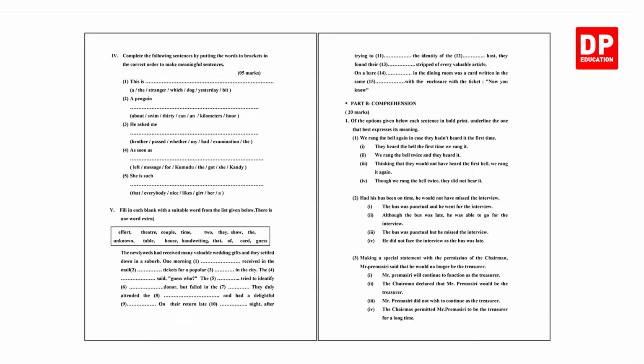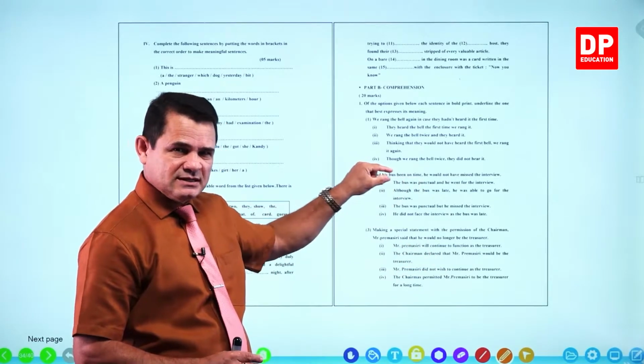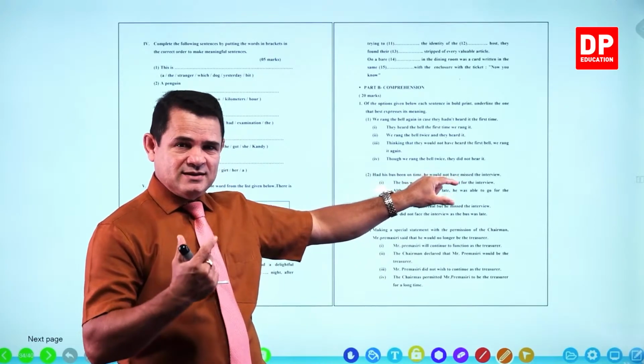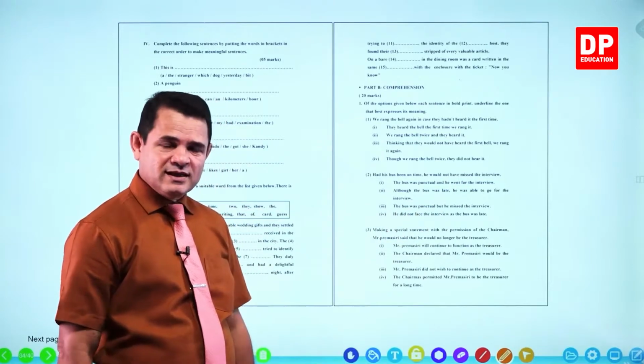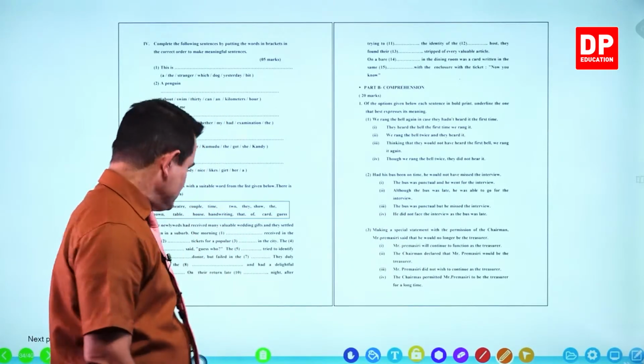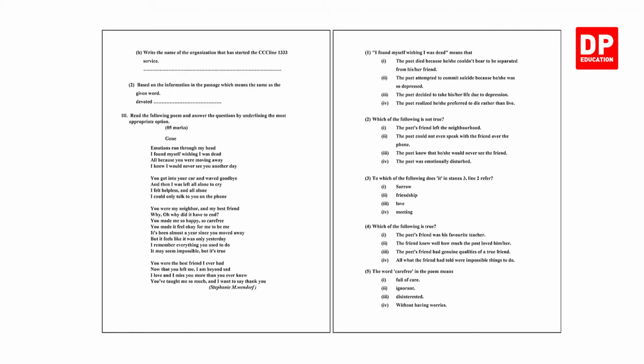Then part B, comprehension. As comprehension for the first part, you get these things. A sentence is given to comprehend. And also next you get an advertisement like this. You have to read it and answer some questions. And then a poem.